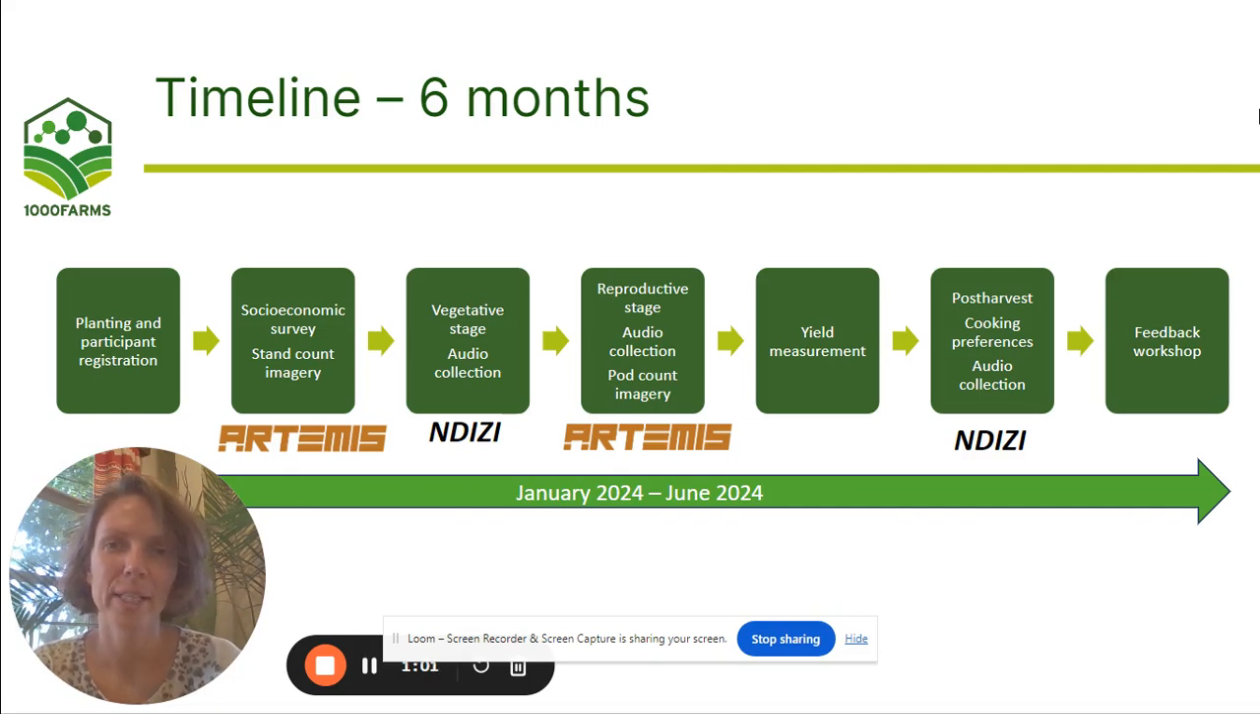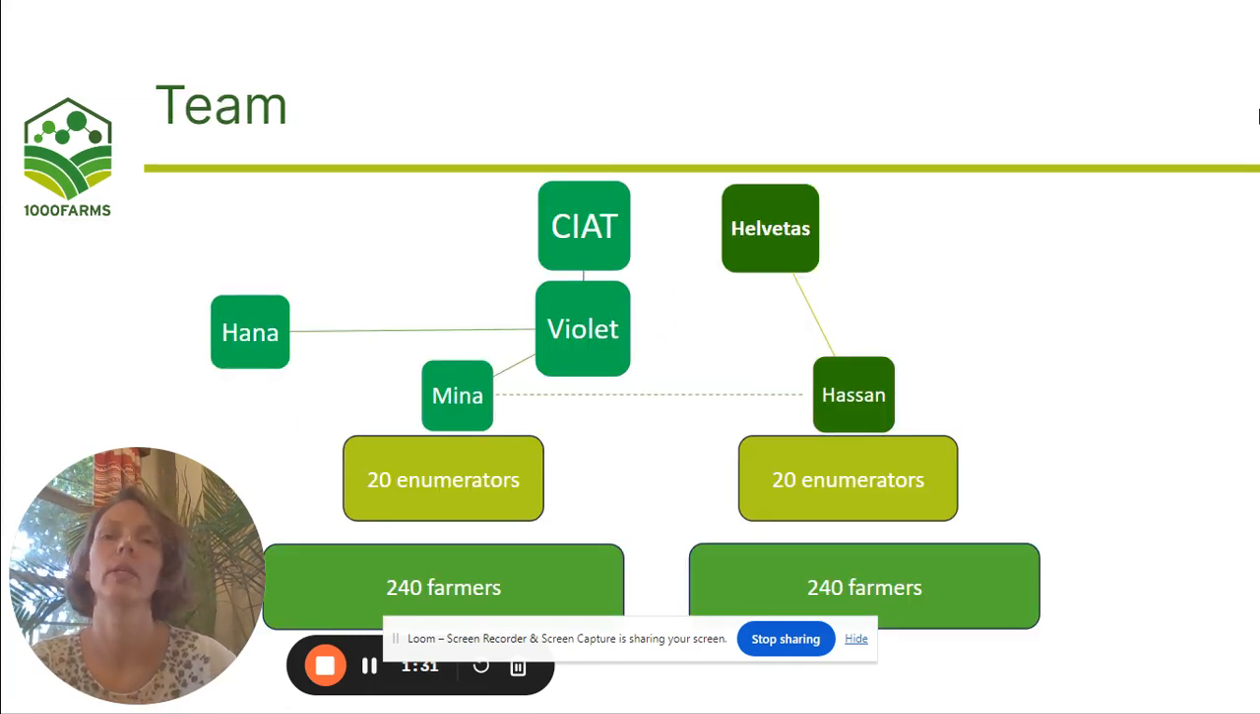Hi everyone! The timeline of this project is 6 months. During this time, we will have 6 data collections. 2 of them will be dedicated to taking pictures for the Artemis project, another 2 will take audio recordings for Ndizi, and the last session will be about communicating the results of the study back to the farmers. This farmer feedback session is important for engagement with the farmers and also for them to understand the relevance of their contribution to the study.